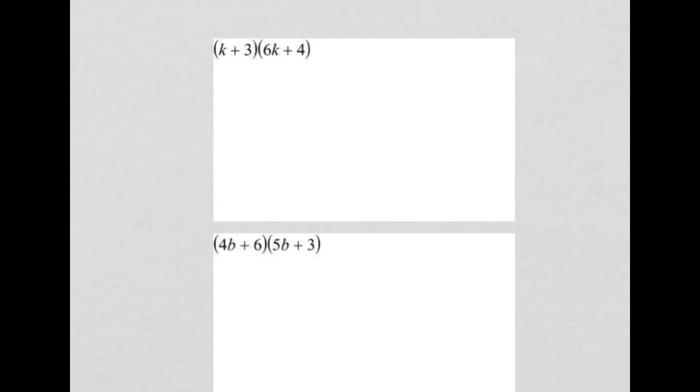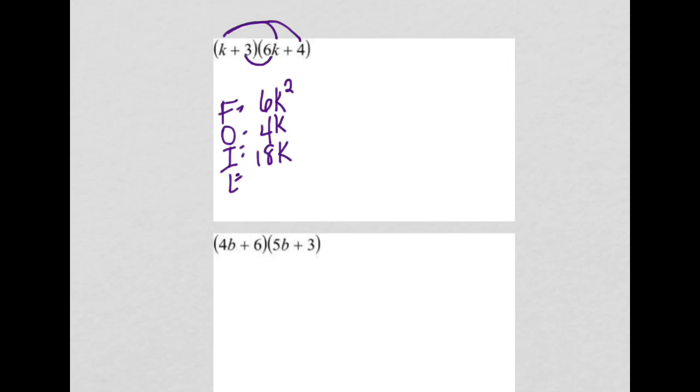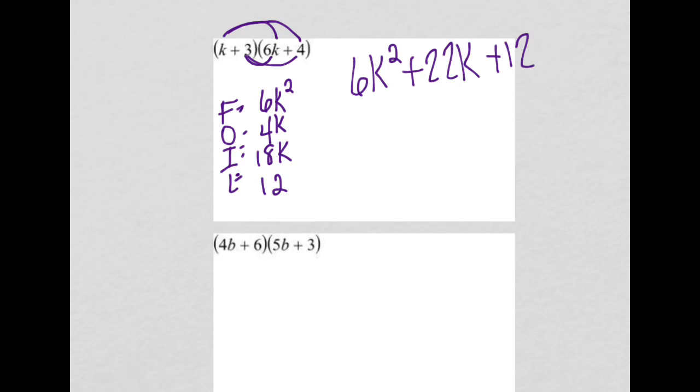We're going to do two more, and then I'm turning you loose. So, FOIL. k times 6k, 6k squared. K times 4 is a positive 4k. 3 times 6k is an 18k. And 3 times 4 is 12. Now I'm going to go through and combine like terms. Nothing combines with the top term here, so that's part of my answer. 4k and 18k can combine to make 22k. And nothing combines with 12, so it's part of my answer.